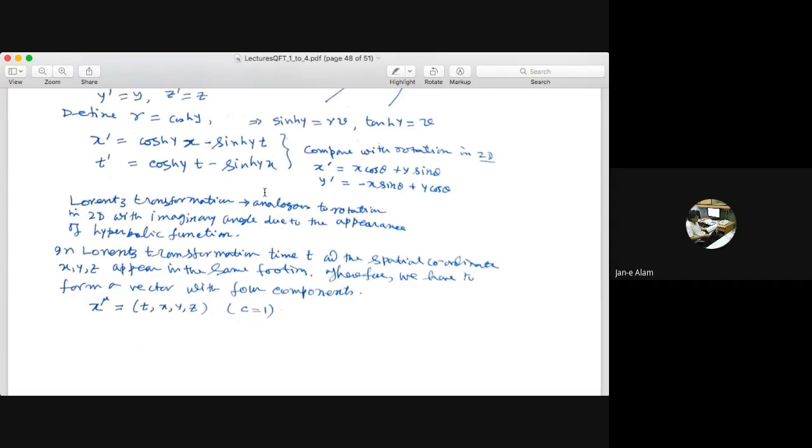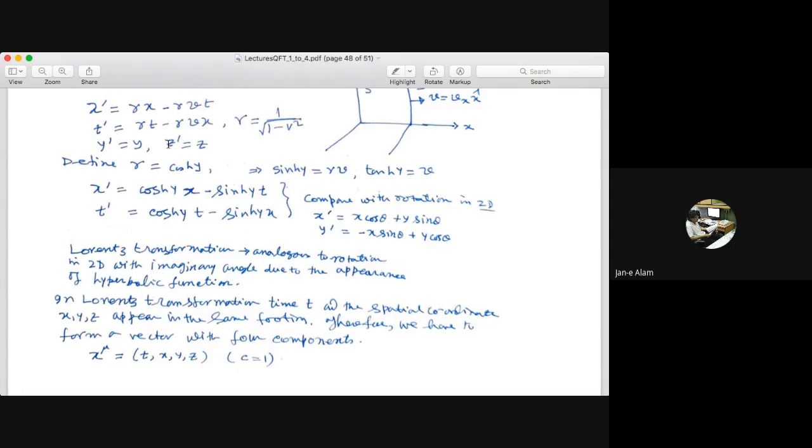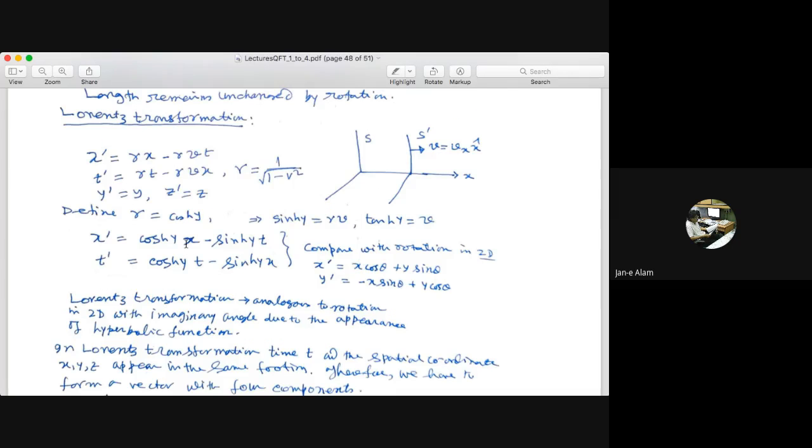So, this Lorentz transformation is similar to, as I mentioned already, a rotation in a two-dimensional plane with an imaginary angle. Now in the Lorentz transformation, the time t and the spatial coordinates x, y, z, because of the invariant, come in with different signs, like t square minus x square. But in our ordinary three-dimensional spatial coordinates, all the signs are the same. So this relative negative sign comes into the picture.